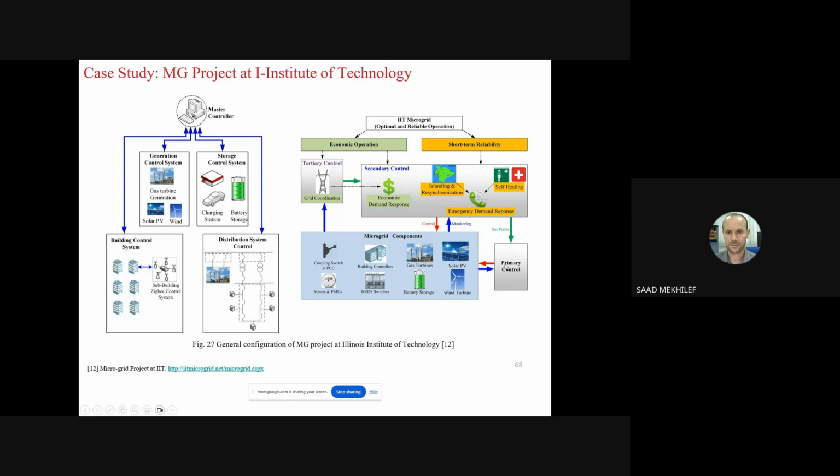Like I said before, they have different control levels. Here it's, for example, the economic operations, how much we can buy from the grid and sell to the grid. And then here they look into short-term reliability, for example, if you want to operate in islanded mode. And then we have the microgrid components: wind, storage, HDRC switches, building controllers, gas turbines, and so on and so forth.